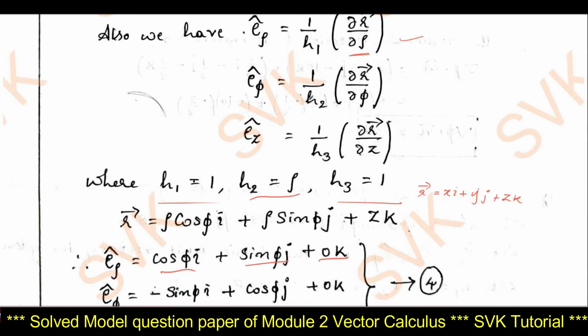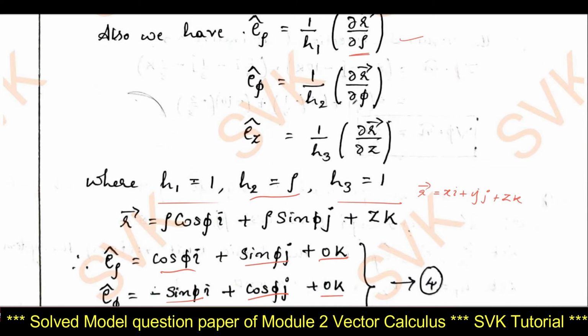Similarly, e phi cap is 1 over h2. What is the value of h2? Rho. So it is 1 over rho times the derivative of vector r with respect to phi. The derivative of cos phi is minus sin phi, and you are left with rho, but rho by rho cancels, leaving minus sin phi i. Plus, the derivative of sin phi with respect to phi is cos phi; divided by rho and multiplied by rho, the rho cancels, leaving cos phi j. Finally, we don't have a function of phi in the z term, so the derivative of a constant is 0.